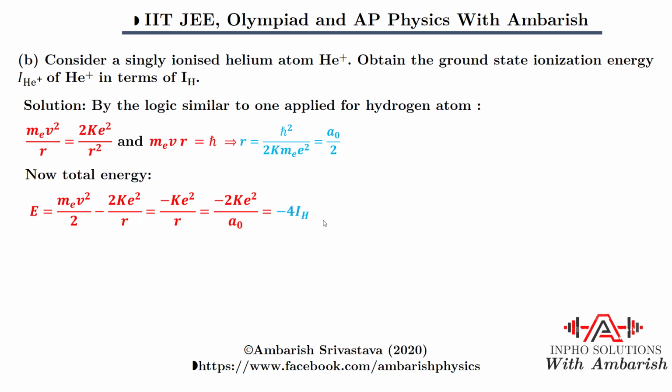So this is the total energy, and again for ionization energy, you know that it will be the negative of the total energy in the first orbit. So the ionization energy of helium atom, for the electron in helium, is 4 times the ionization energy of hydrogen. Alright, so that was part D, also pretty straightforward.